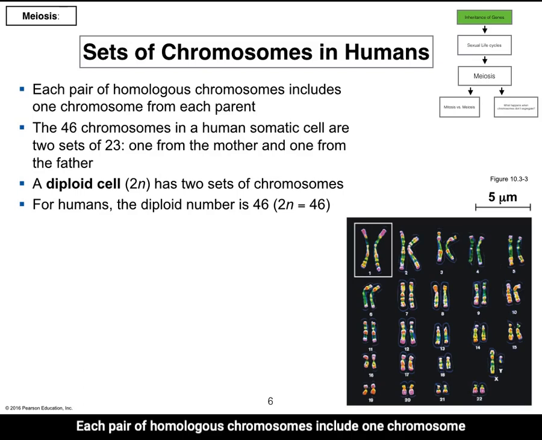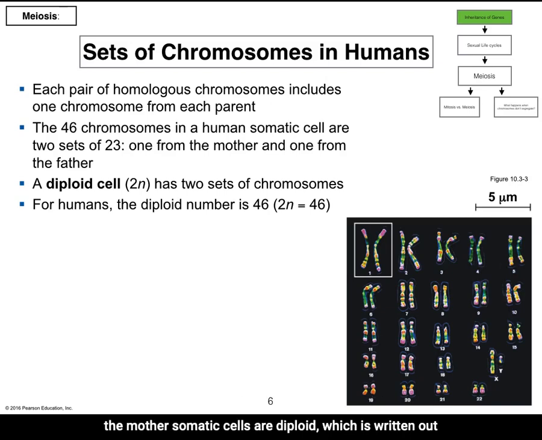Each pair of homologous chromosomes includes one chromosome from each parent. So in the karyotype below, imagine that the chromosomes on the left of each pair of homologous chromosomes is from the father, and the chromosome on the right of each pair is from the mother.